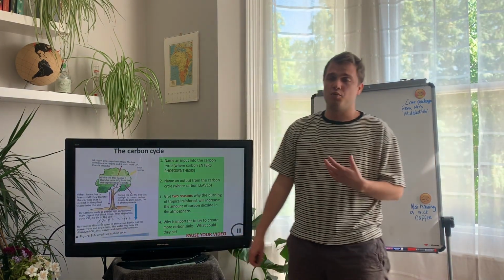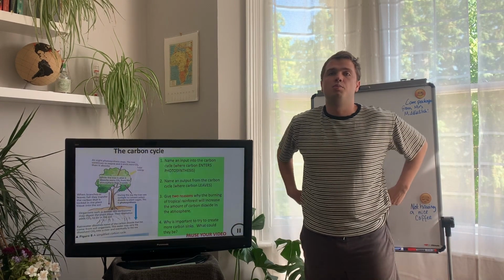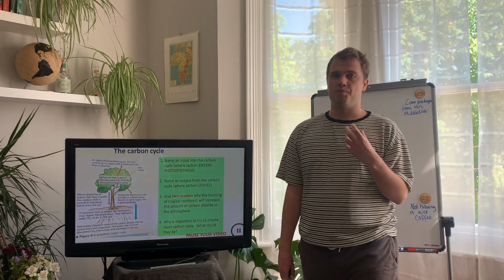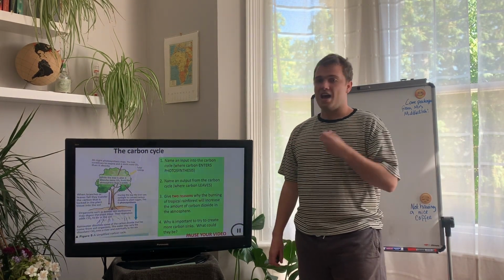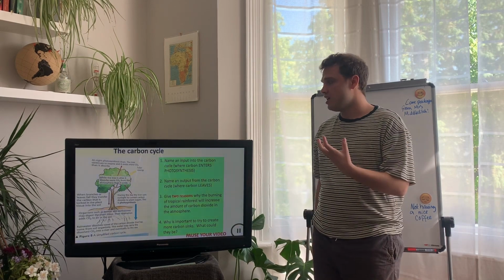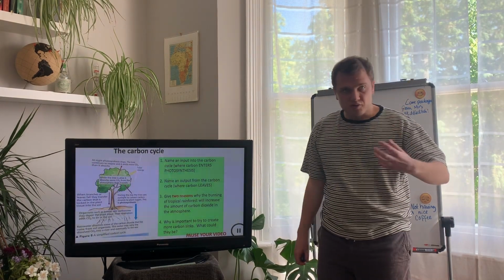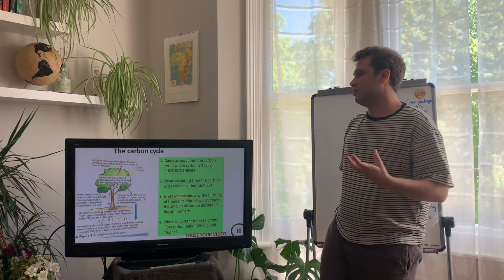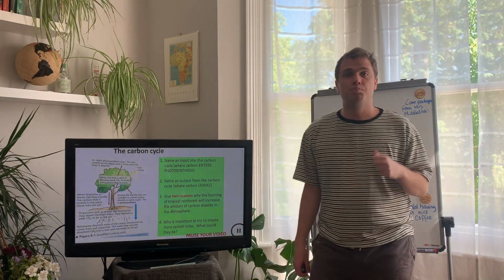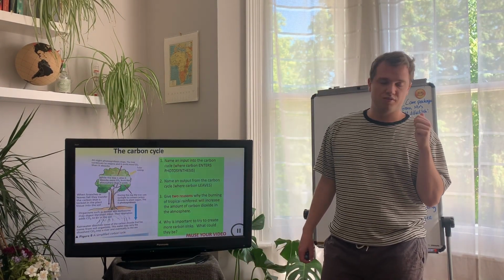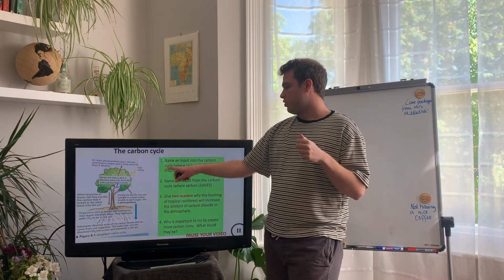Okay, so the next thing I want you to do is have a look at this example. So this is a more stripped back version of the carbon cycle, and this is the carbon cycle within a tree and the impact cutting down trees is having on the carbon cycle. So what I want you to do next is pause your videos, have a look at this diagram, and I want you to answer these 4 questions.